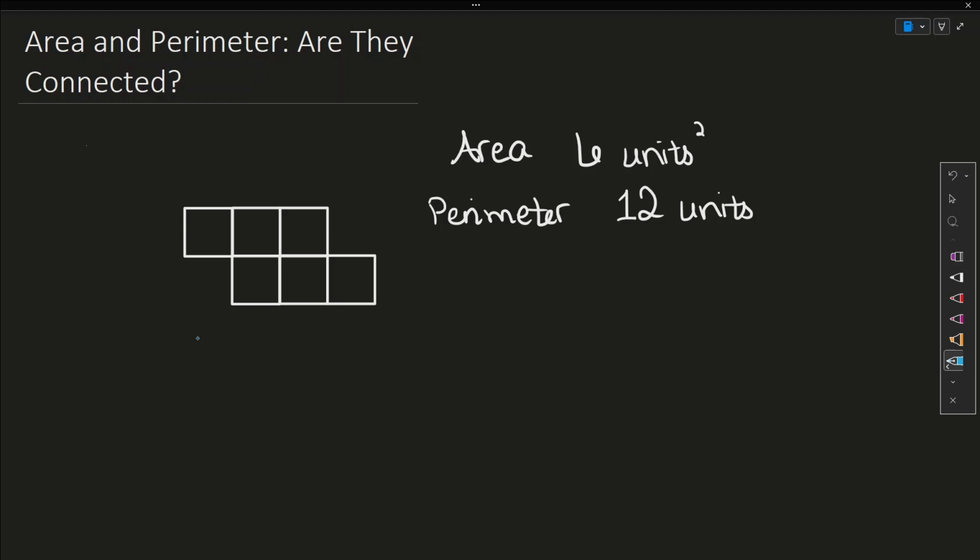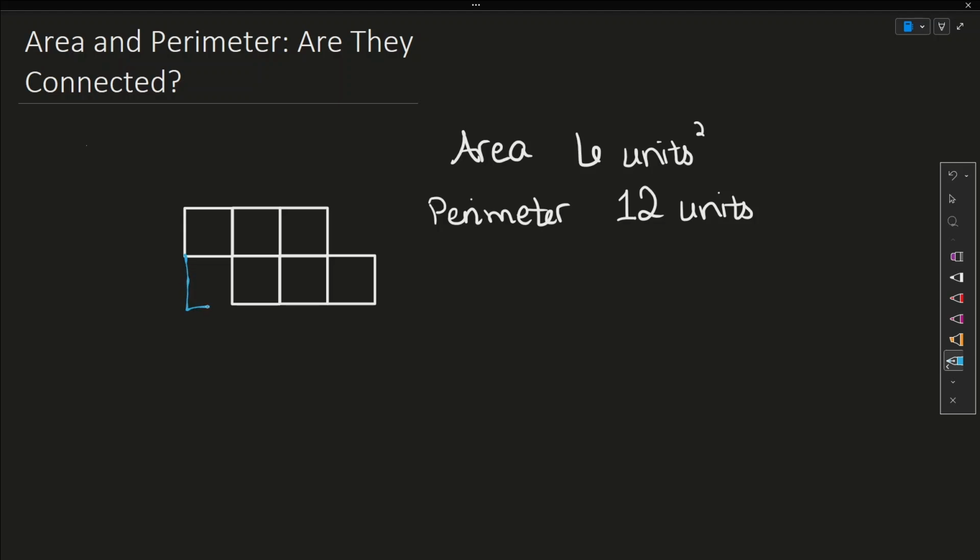Now comes the interesting part. Can we add a square tile so that the perimeter does not change? And the answer is yes. If we attach a new square in a place where it shares enough sides with the existing figure, the outside boundary can rearrange without changing the total perimeter.